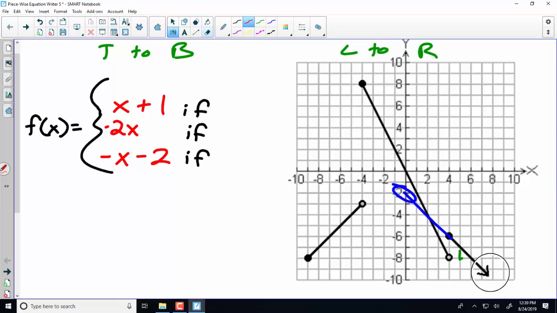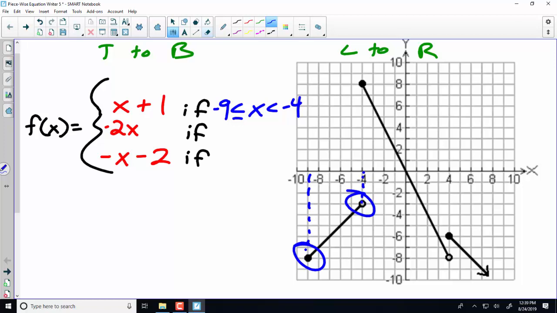Let's see what we got. First piece, in between negative 9 and negative 4. Who gets an equal to? We get an equal to on the negative 9 end because of the solid point. Not here, because there's a hollow point.